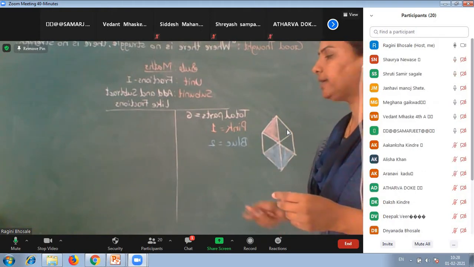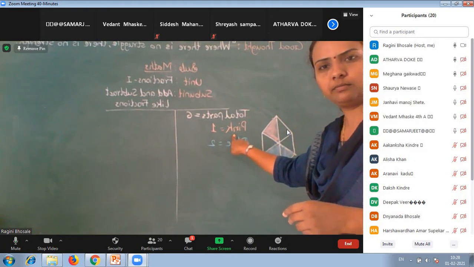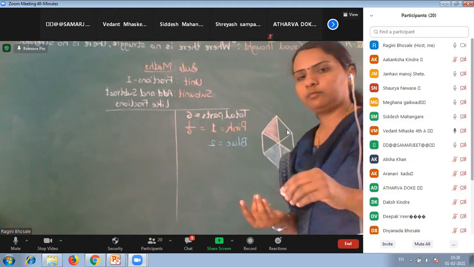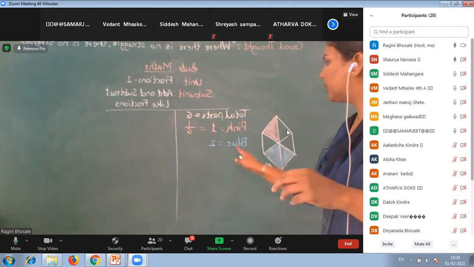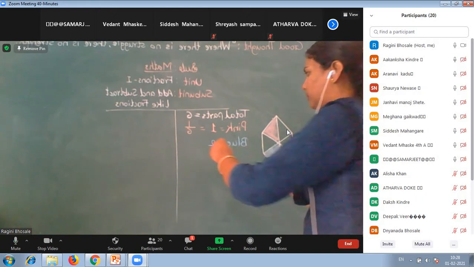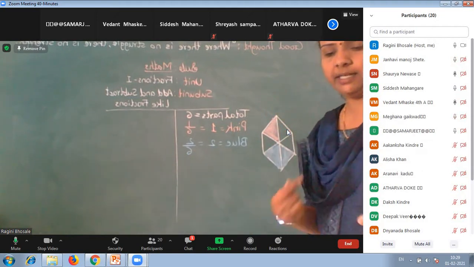Now tell me the fraction that indicates the pink shaded part. One upon six. Very good. Now the next one, the blue. Two upon six. Very good.